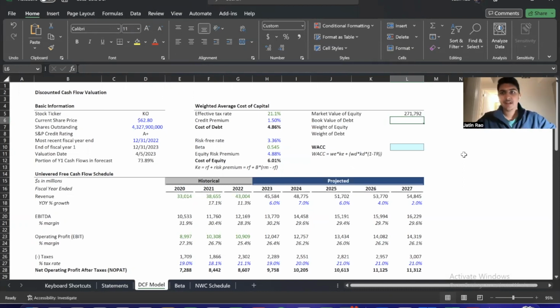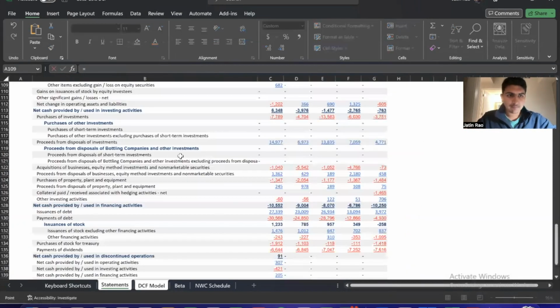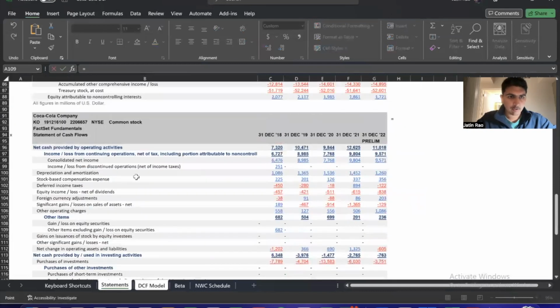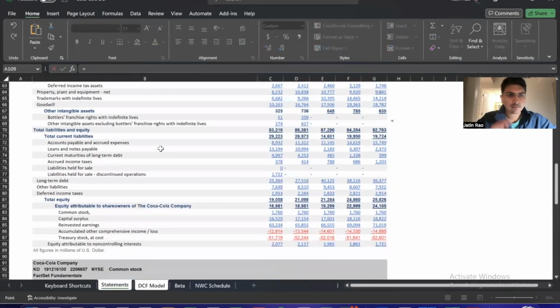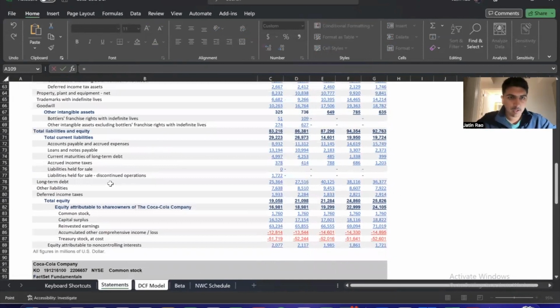So what is the book value of debt? Well, it's all of the debt that Coca-Cola has. So if we go over to our statement sheet and go to the balance sheet, right now we're on the cash flow statement. Let's go to the balance sheet and look for all debt-like items. So long-term debt. We're going to get the most recent long-term debt. To that, we are going to add current maturities of long-term debt. So this is short-term debt. And to that, we're going to add loans and notes payable. So these are the three items that I would look at.